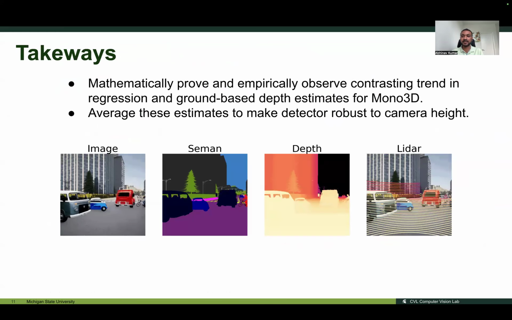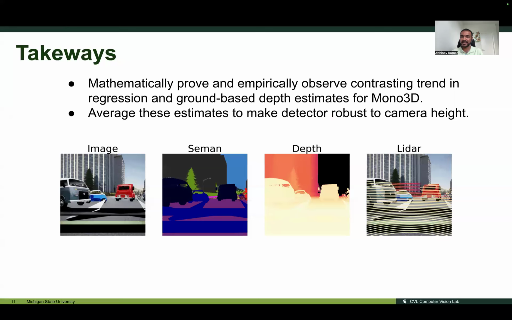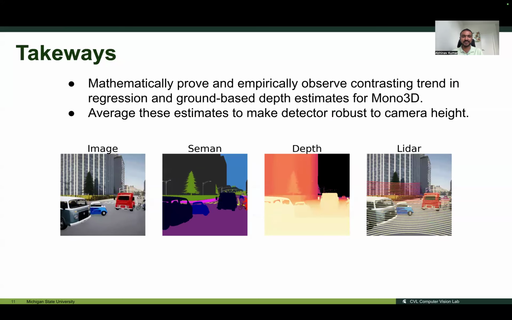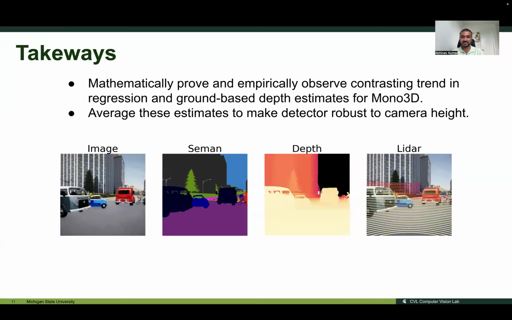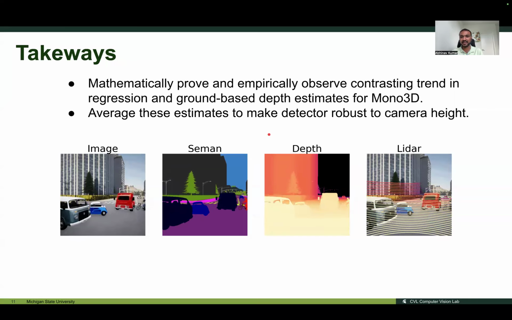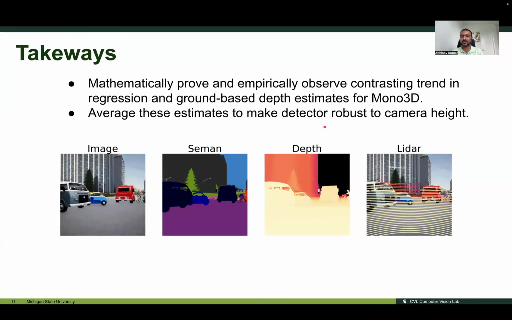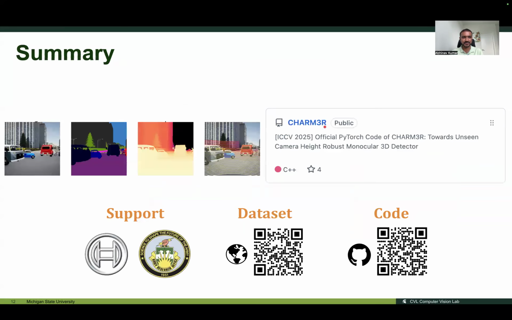So the takeaways are, we mathematically prove and empirically observe contrasting trend in regression and ground-based depth estimates for monocular 3D detection, and we average these estimates within the detectors to make the detectors robust to camera height changes.